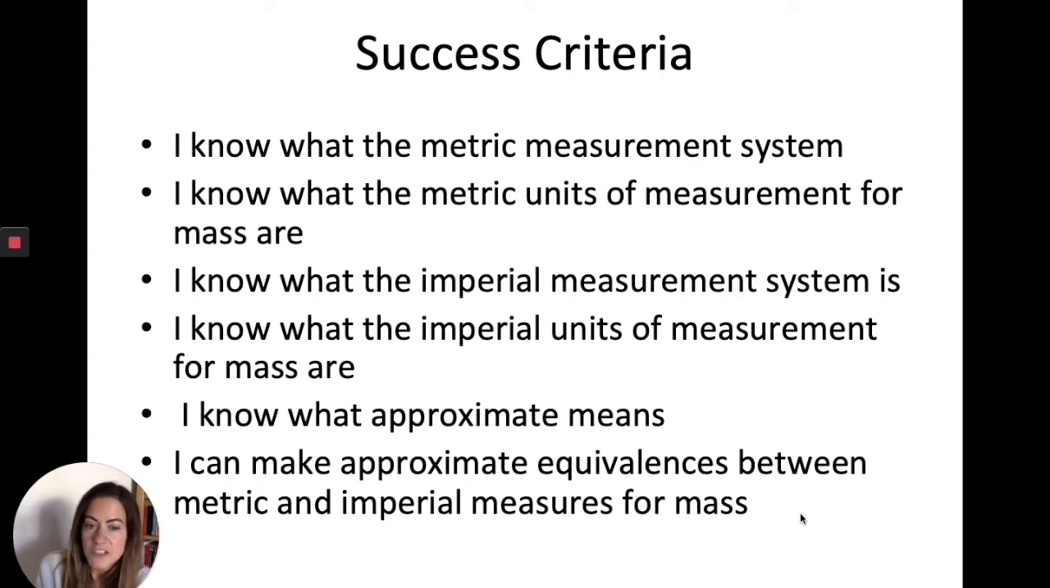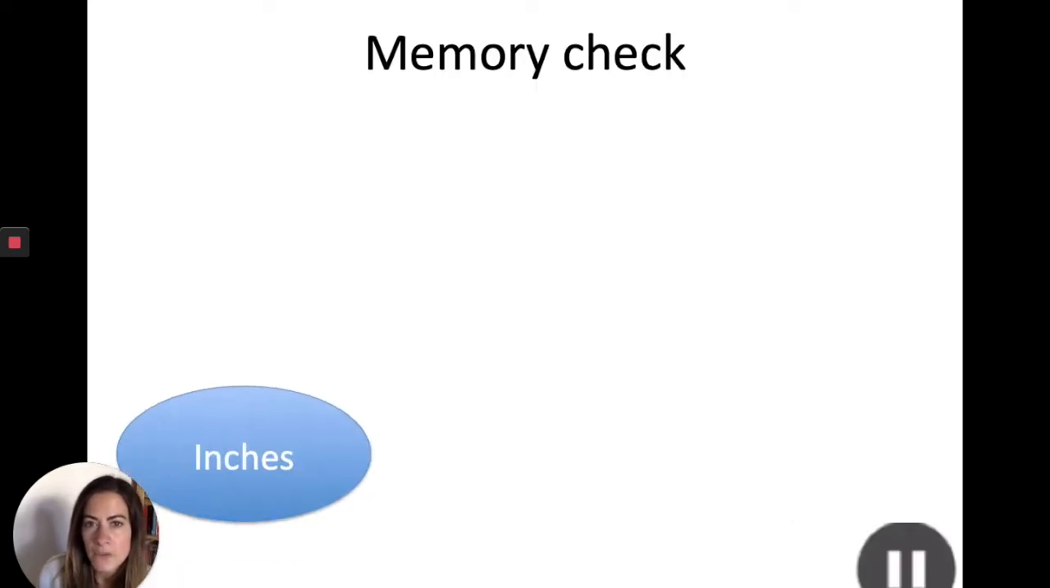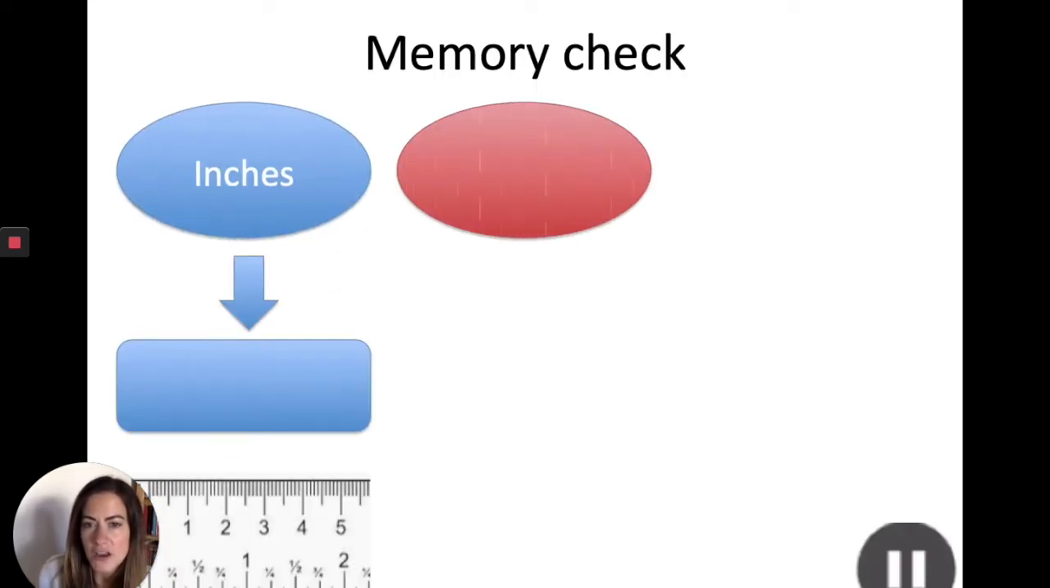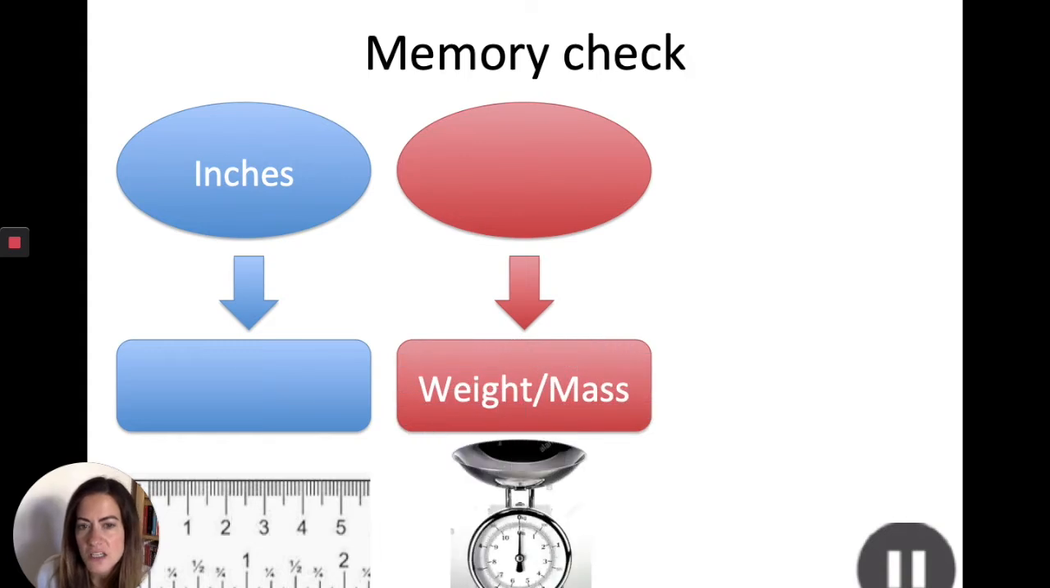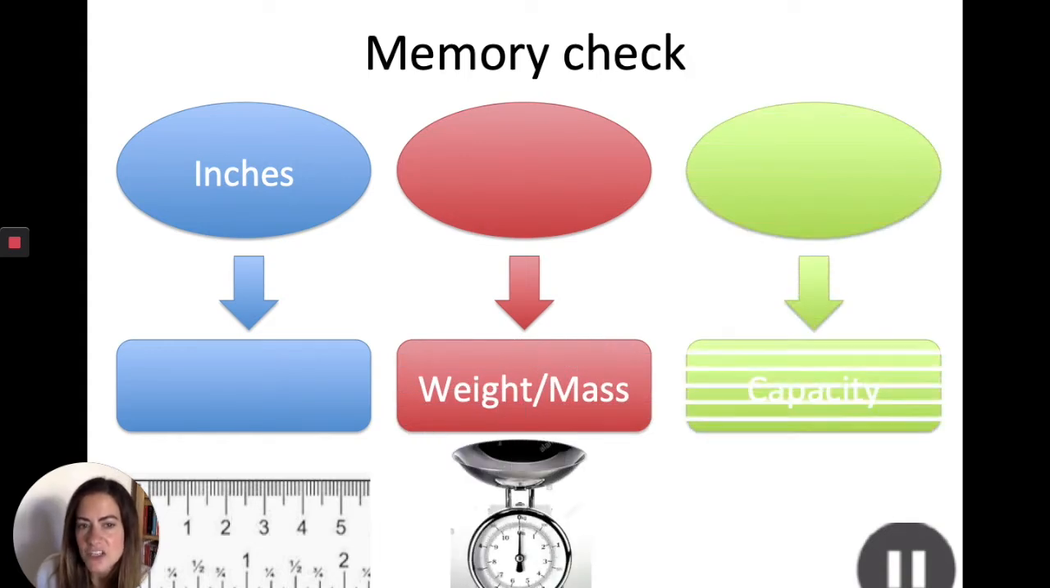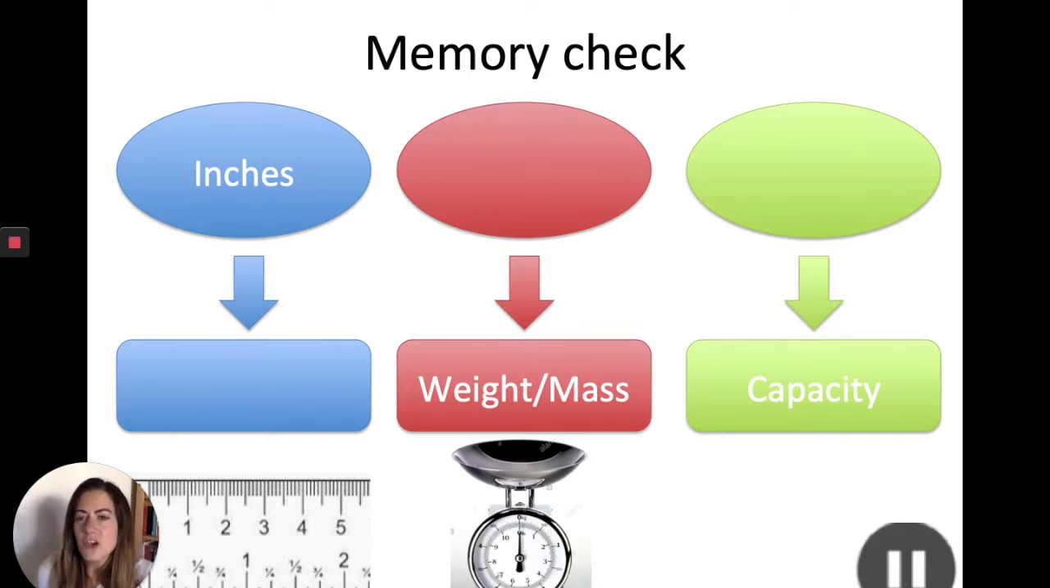Now, this one is definitely for today's lesson. Hopefully by the end of today's lesson, you can convert or make approximate equivalences between metric and imperial units of mass. So if we can do all of those things by the end of this lesson, we will have met the learning intention. So, a quick memory check. I had this picture, this slide, on yesterday's video, but I have taken away some of the information. So I want you to think, pause the video and see if you can fill in the blanks.